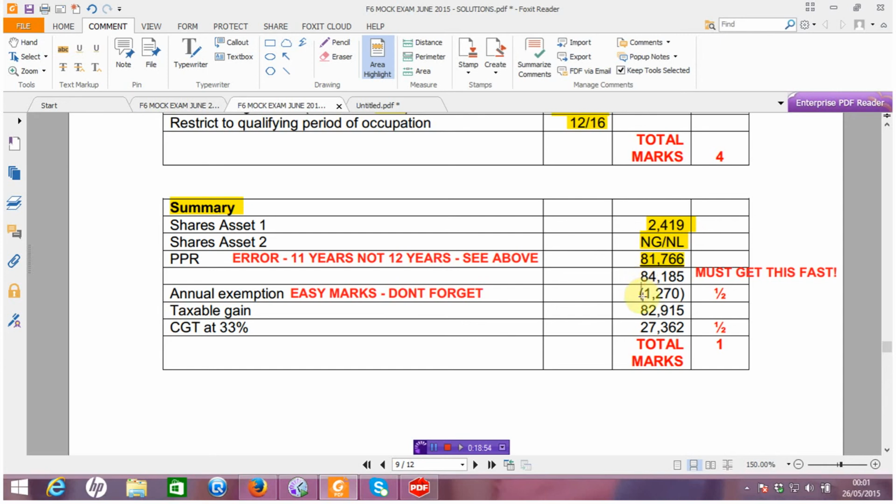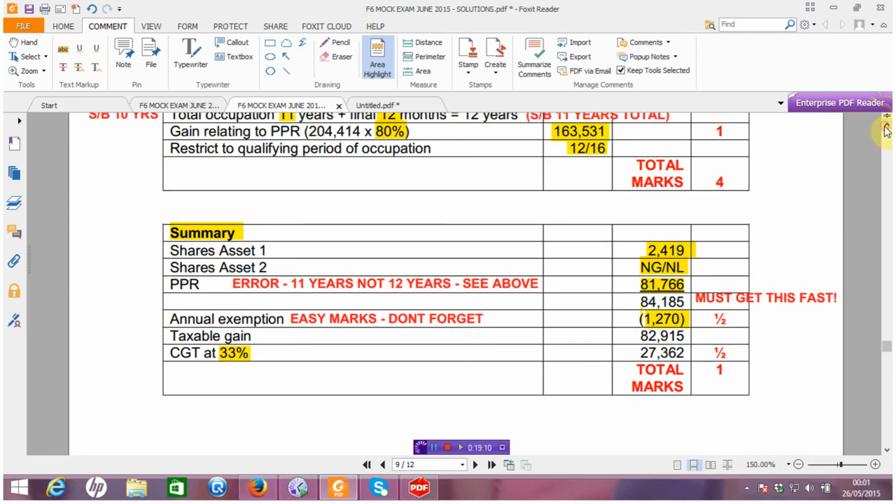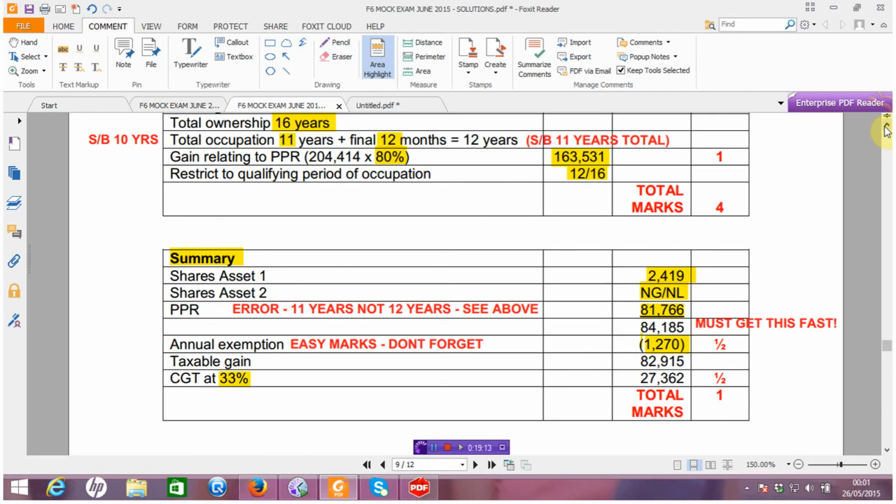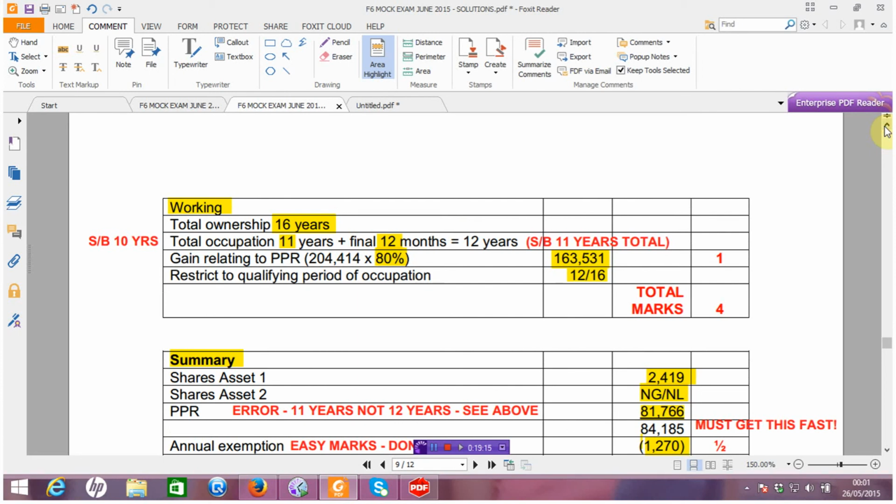Never forget the annual exemption. We're getting a half a mark for just laying that out. And obviously, whatever gain you get has to be taxed at 33%. You'll get that half mark even if your figure is incorrect. So really that's a summary of the CTT question. Apologies, 1 or 2 errors in there, but it wasn't too bad. I could certainly see more complicated questions than this.